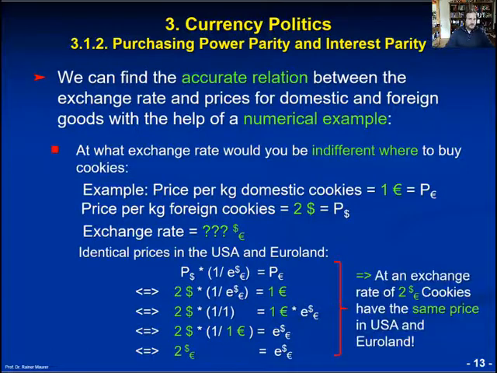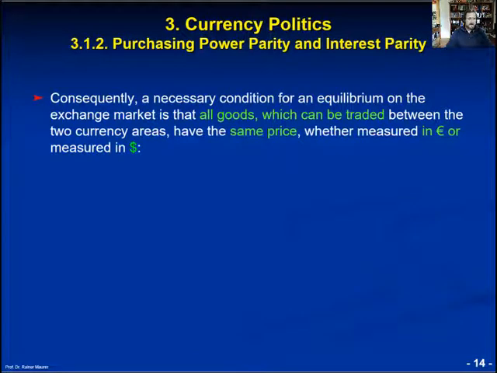At this exchange rate, the price of cookies measured in euro or in dollar is the same in both currency areas. So there will be no more pressure on the foreign exchange market to change the exchange rate. Consequently, a necessary condition for an equilibrium on the exchange market is that all goods which can be traded between two currency areas have the same price, measured in euro or measured in dollar.